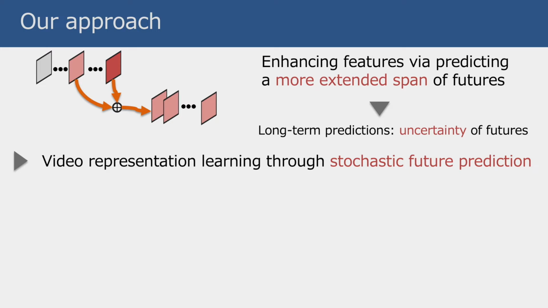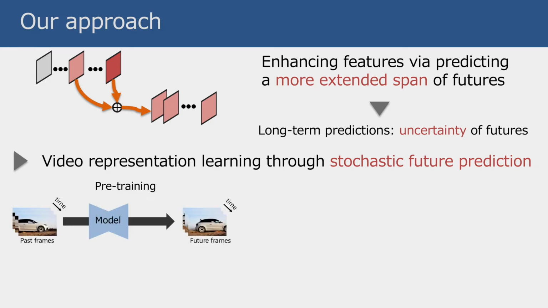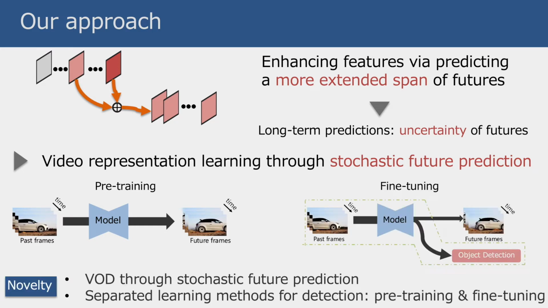Since stochastic future prediction is difficult to learn, we propose a two-stage method. First, we train our model only on stochastic future forecasting in advance. Then, we fine-tune the model for the detection task. The novelty of our research is the object detection method through stochastic future prediction, and the two-stage training method based on pre-training and fine-tuning.